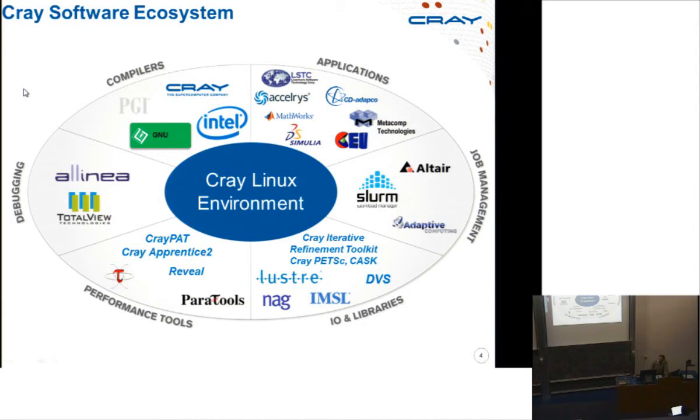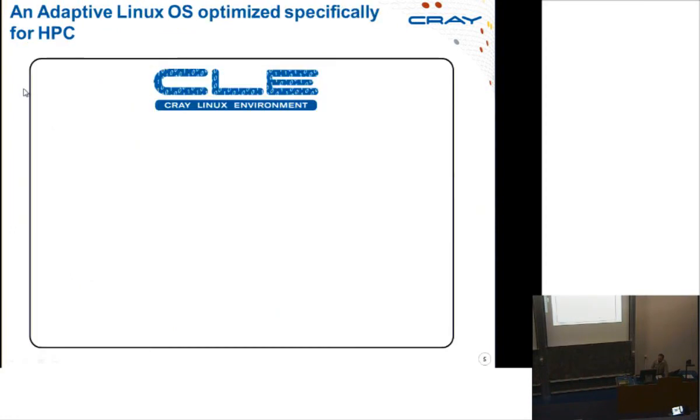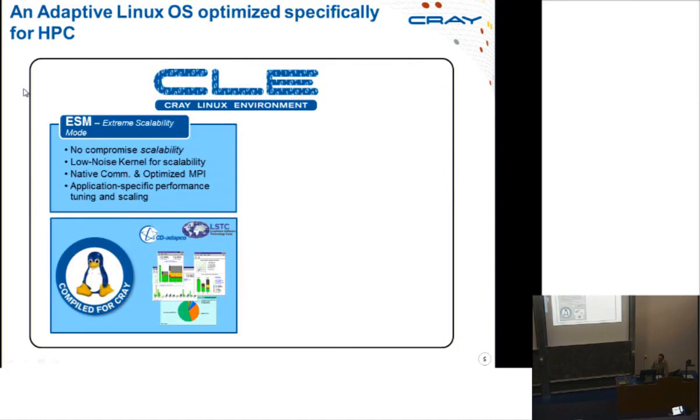And also, we've got full support for the standard set of tools that we distribute for performance analysis, so CrayPat, Apprentice, and Reveal, and also the standard set of libraries. The operating system remains the same. We're still going to be using Cray Linux Environment, with the default mode being the extreme scalability mode, ESM mode, which is basically about getting the maximum performance you can out of your supercomputer.